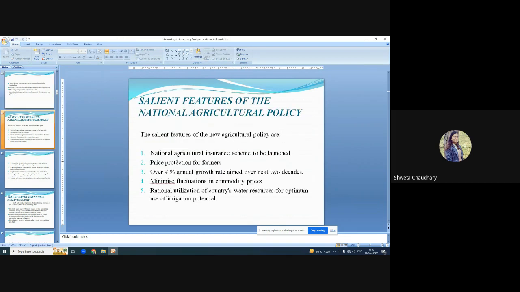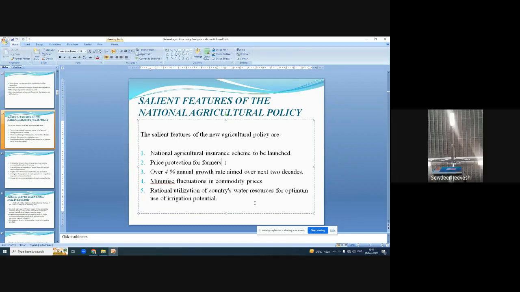Then a salient feature is the National Agriculture Insurance Scheme, under which the farmer has to insure his crop to overcome future risk, environmental risk, climatic risk. Then price protection for the farmers so that they get an assured price for their production. Then annual growth should be there, minimizing fluctuations in commodity prices. Then rational utilization of the country's water resources for optimum use of irrigation potential.